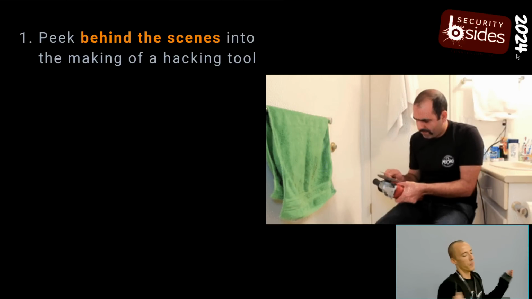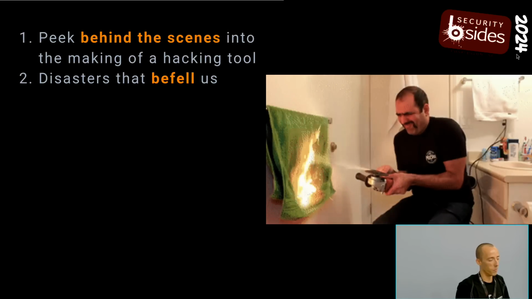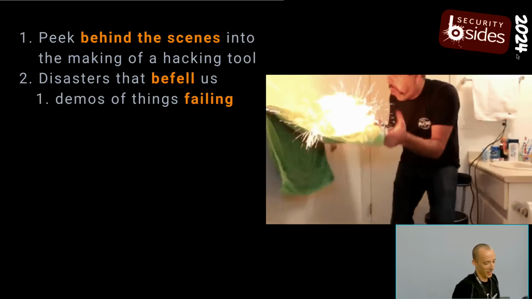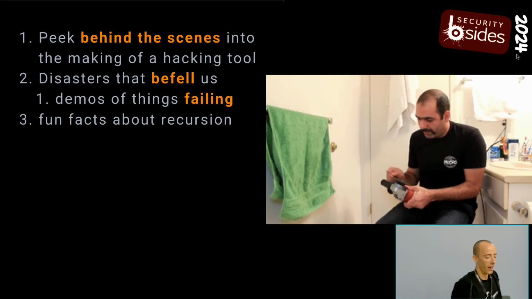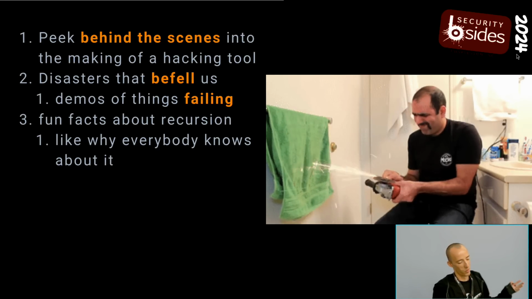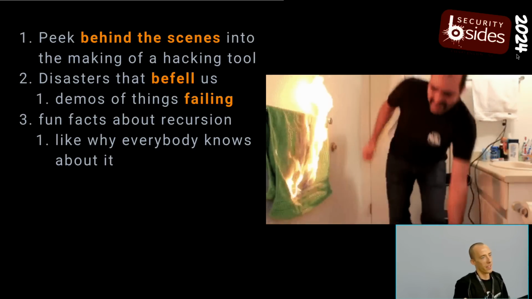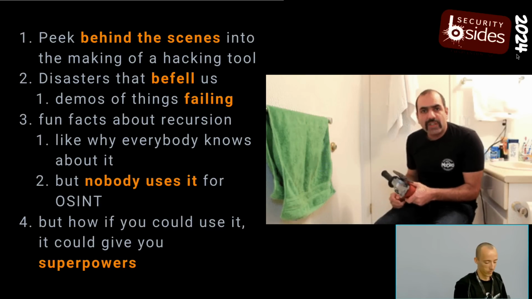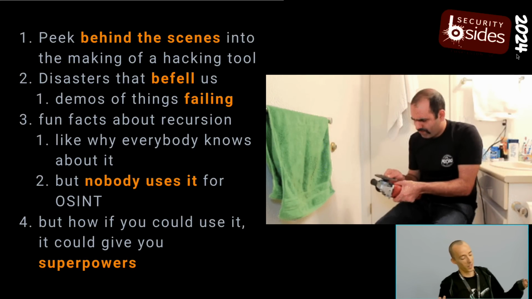Basically, it's going to be a peek behind the scenes of making a hacking tool. All the disasters that befell us during this process, demos of things failing. You're going to see a lot of those pretty orange nodes that you saw at the beginning. Fun facts about recursion: everybody knows what recursion is, and we're in cybersecurity, we know what it is. We kind of know that it's good for OSINT, but hardly anybody uses it, and why that is. But also, we'll learn how if you could use it, it could give you superpowers.